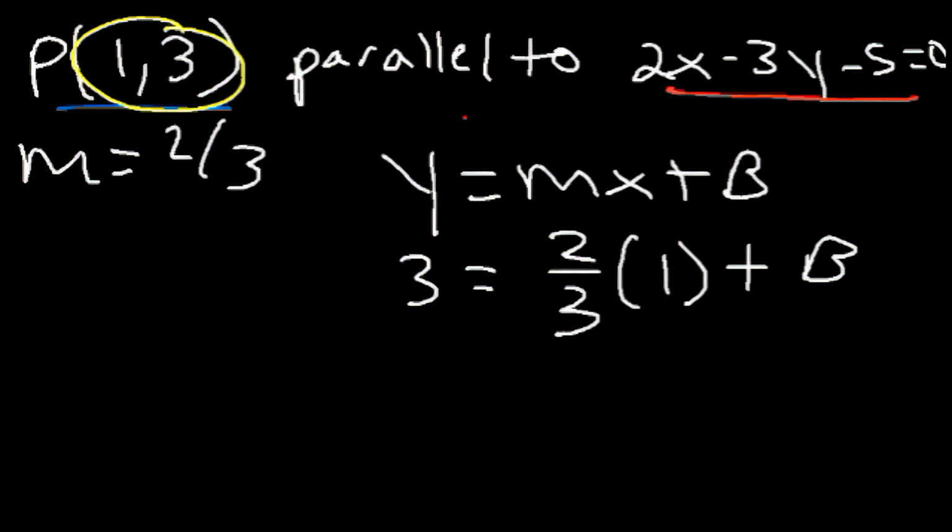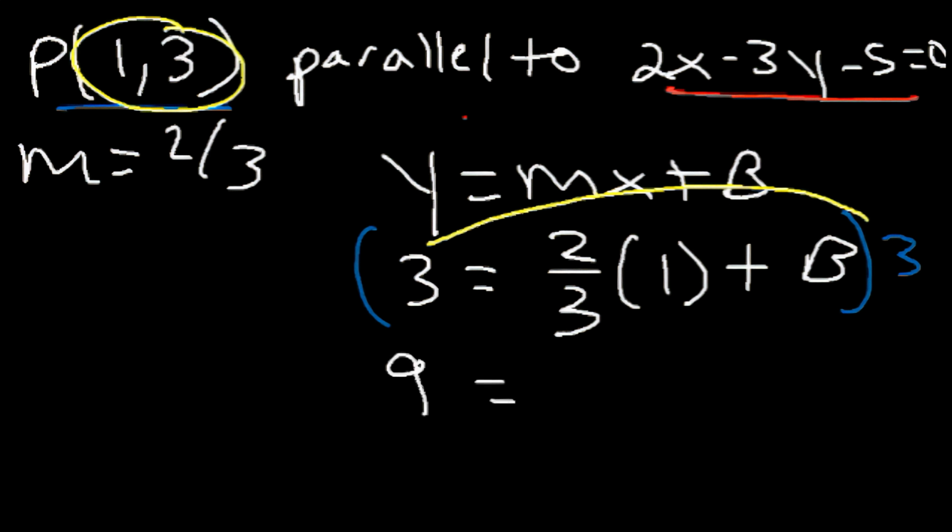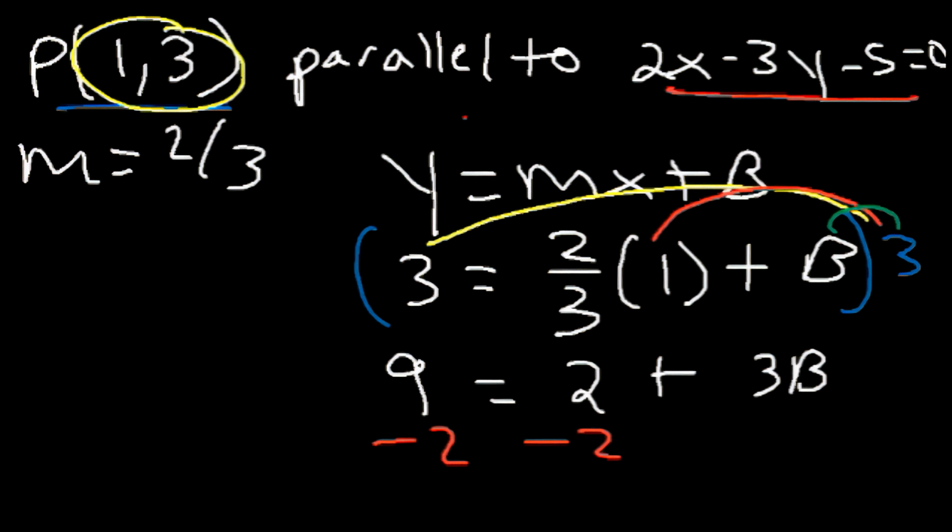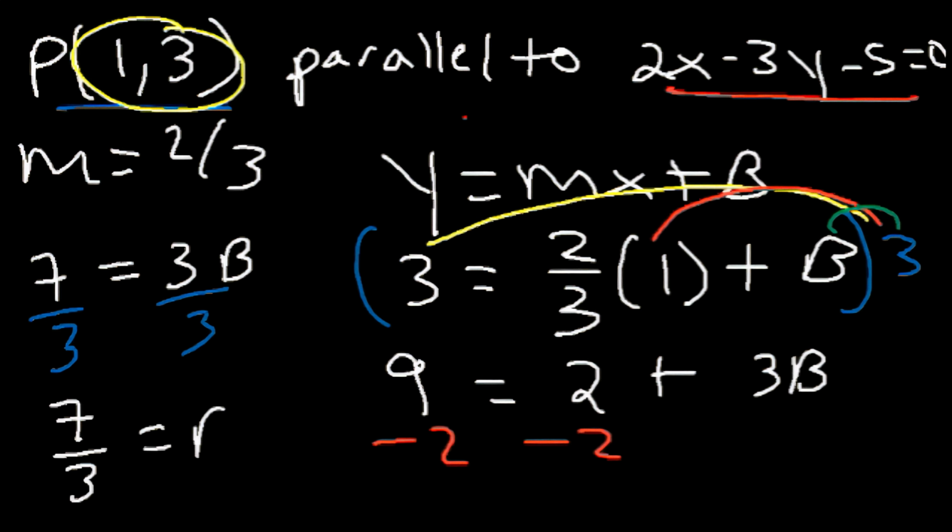So let's multiply both sides by 3 to get rid of the fraction. So 3 times 3 is 9, and 3 times 2/3, the 3's cancel, so you get 2. And don't forget to distribute the 3 to b, so it's 3b. Now let's subtract both sides by 2. So 9 minus 2 is 7. 7 is equal to 3b. Now we can divide both sides by 3 to isolate b. So b is equal to 7 over 3.